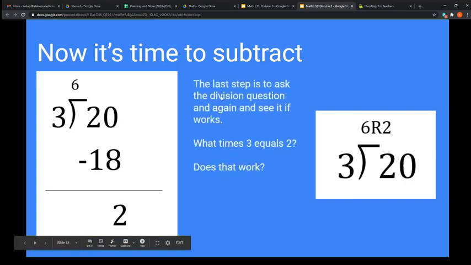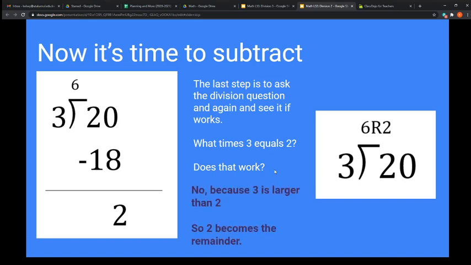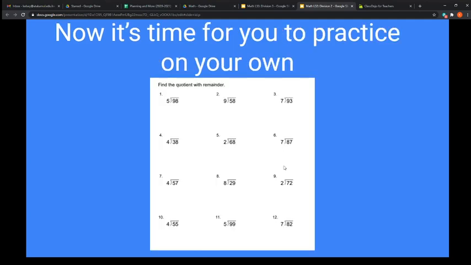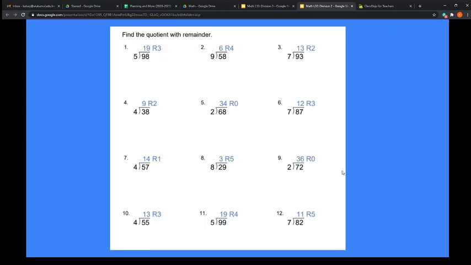The last step is to ask the question again. What times 3 equals 2? But of course we know that doesn't work because 3 is larger than 2. So 2 becomes the remainder. Here are some problems that we asked the students to do on their own. And here are those answers.